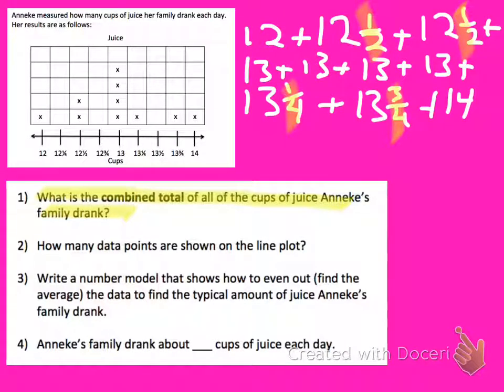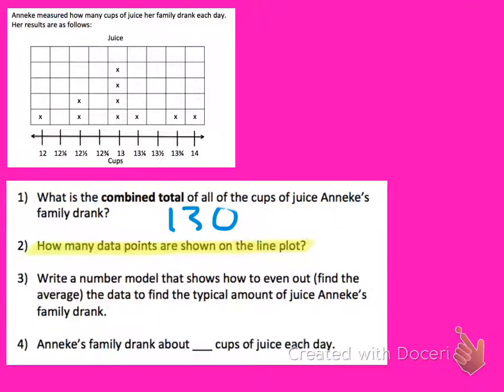Then I have to go back and add all the whole numbers. So 2 plus 12 is 14, plus another 12. And I'm going to keep going until I have the total of all of these. And the total of all of these is 130. My answer to number 1 is 130 cups.